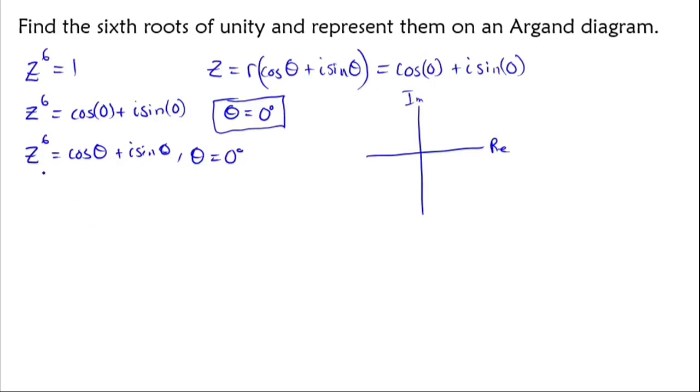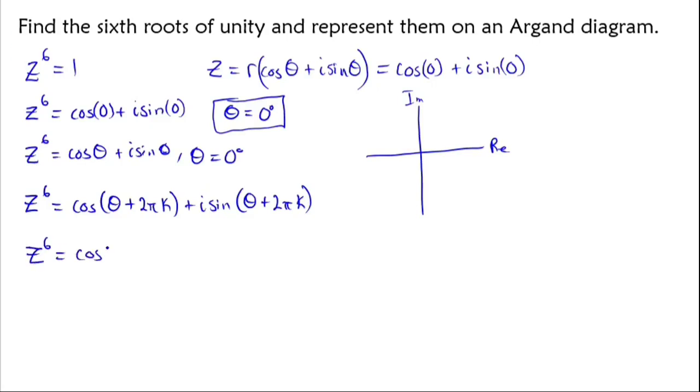So the generalized version of this will be z to the power 6 is equal to cos(theta plus a complete revolution, that's 2 pi k) plus i sin(theta plus 2 pi k). But remember, our theta is 0, so this means that z to the power 6 is equal to cos 2 pi k plus i sin 2 pi k.